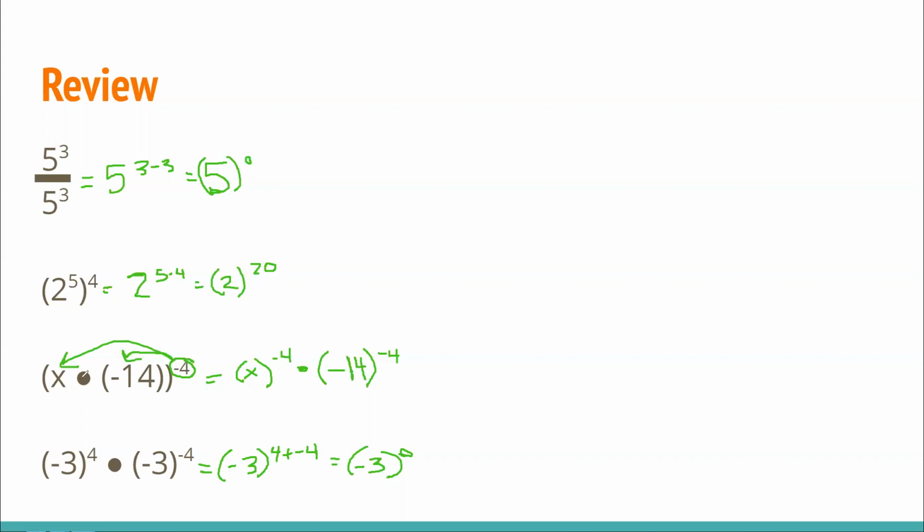On this one here, I noticed I had two bases, but only one exponent, which means I can distribute that out. And so I've got x to the negative 4th times negative 14 to the negative 4th. For my last one, I have two bases and I have two exponents, which means I'm going to be adding those two exponents. So I've got negative 3 to the 4 plus negative 4, which is going to be equal to negative 3 to the 0th power.